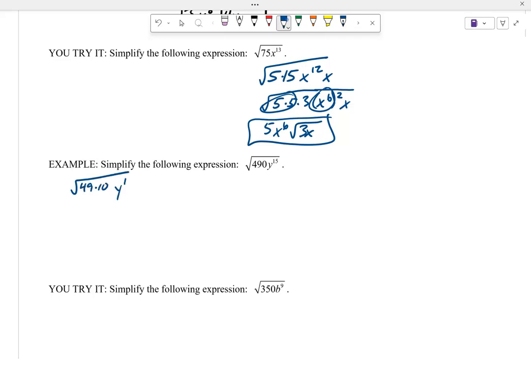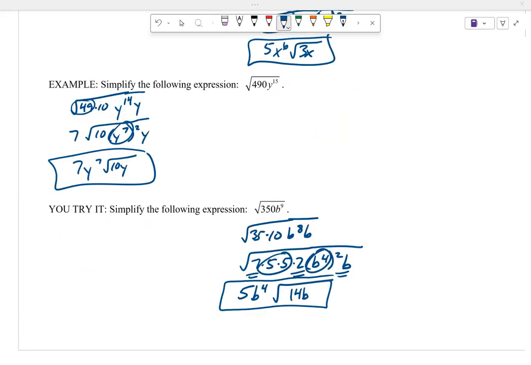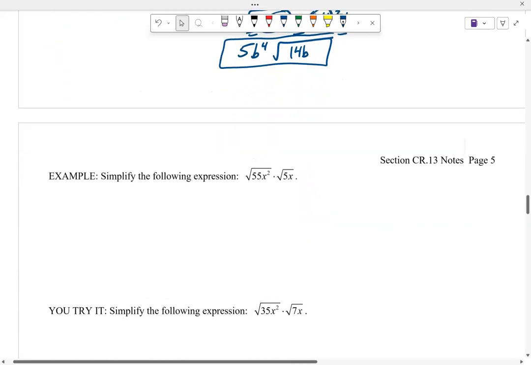And then y to the 15th. So I'm going to write that as y to the 14th y. So I got square root of 49 is 7. Can't do anything with 10, but I'm going to write the y to the 14th as y to the 7th squared, so the y to the 7th comes out, and I'm left with square root of 10y. So 7y to the 7th square root of 10y. So we end up with that 5b to the 4th square root of 14b.